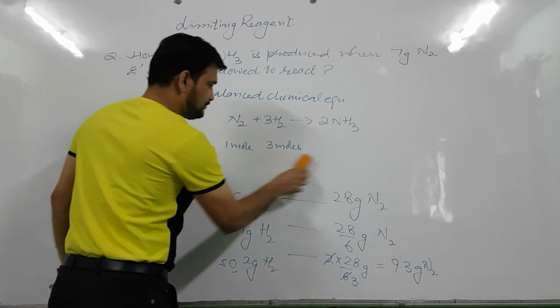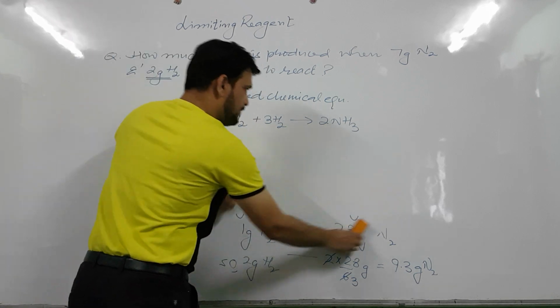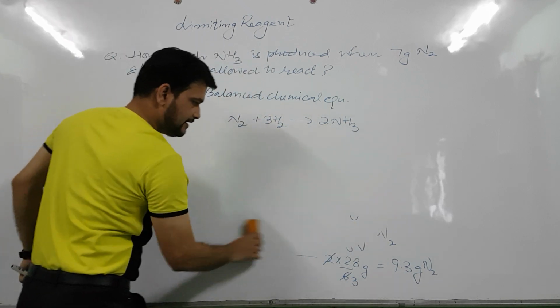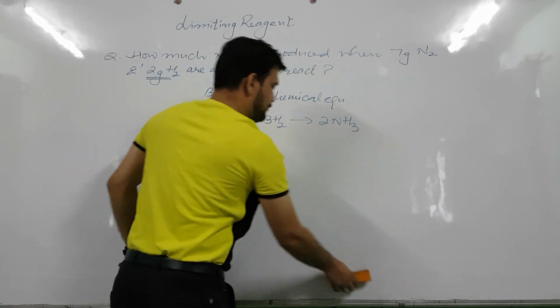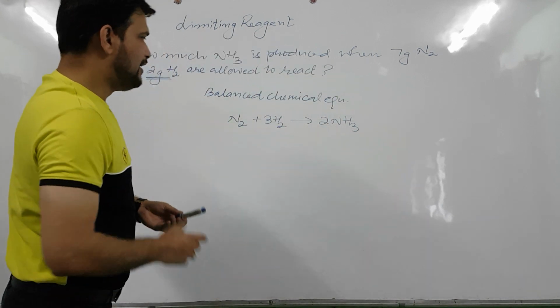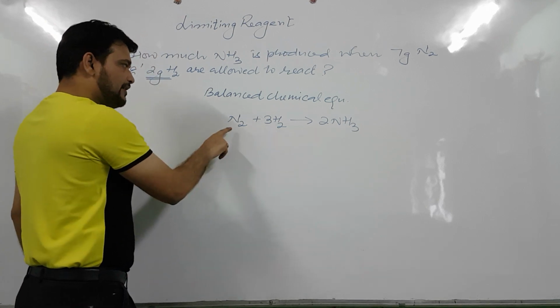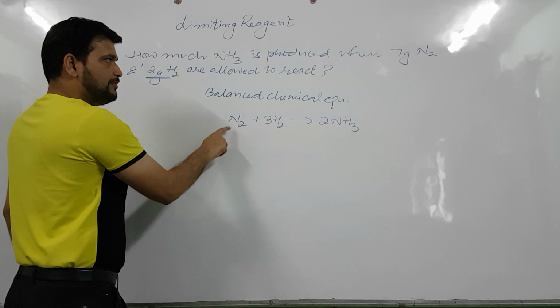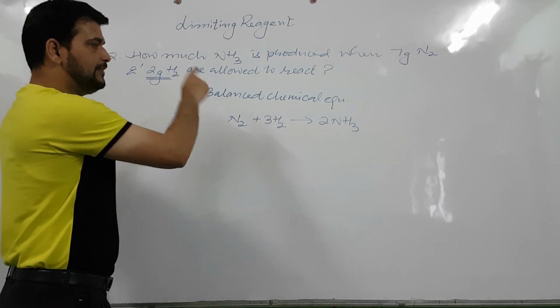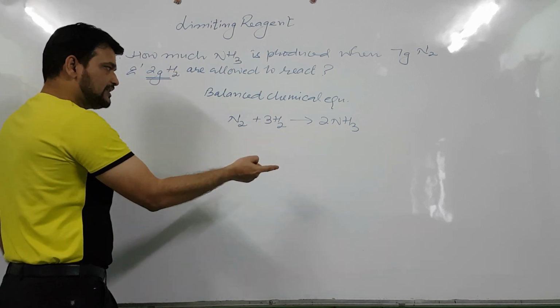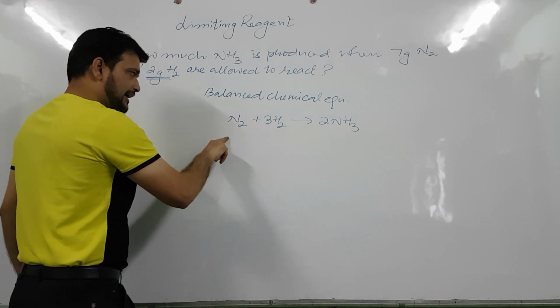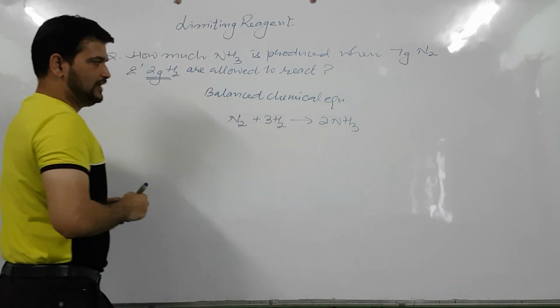Now, the formation of product or the formation of ammonia will not depend on hydrogen. It will entirely depend on the nitrogen because nitrogen is the limiting reagent. So our calculation will be between nitrogen and ammonia only.